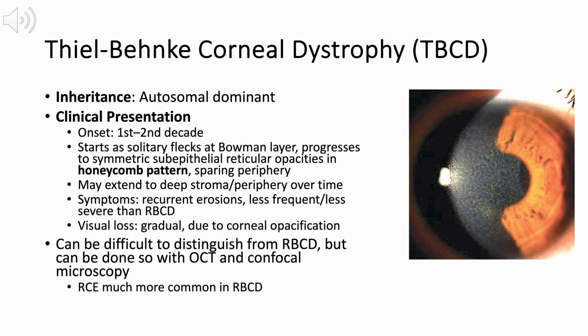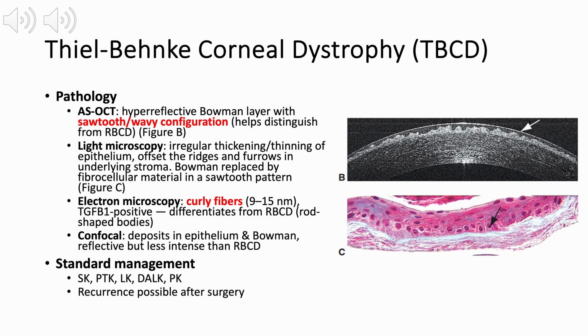Distinguishing Thiel-Behnke dystrophy from Reese-Buckler's can be challenging, but advanced imaging with OCT and confocal microscopy can be helpful. One key difference is that recurrent corneal erosions are much more common in Reese-Buckler's dystrophy compared to Thiel-Behnke. Pathologically, ASOCT shows a hyperreflective Bowman layer with a sawtooth or wavy configuration, which helps distinguish Thiel-Behnke from Reese-Buckler's. Light microscopy demonstrates irregular thickening and thinning of the epithelium, with ridges and furrows extending into the underlying stroma. The Bowman layer is replaced by fibrocellular material in a sawtooth pattern.